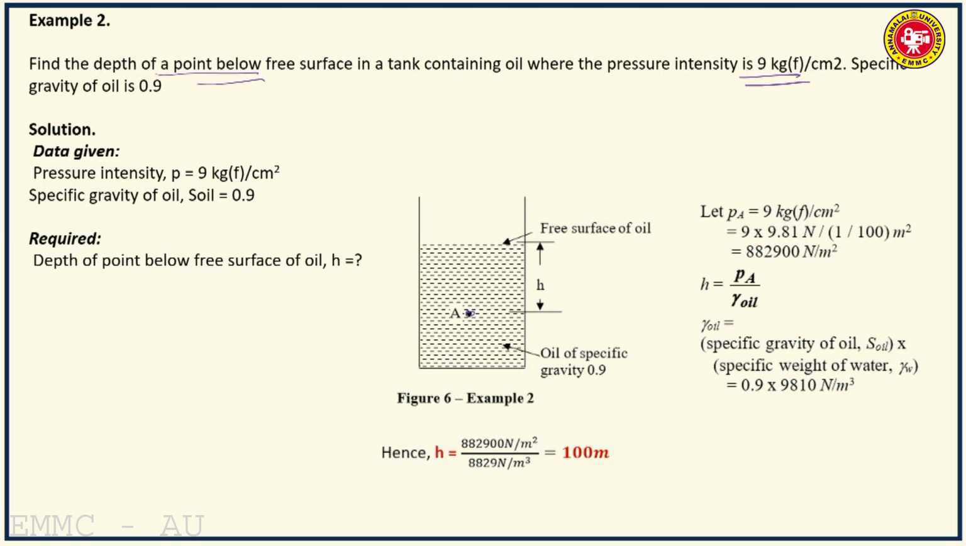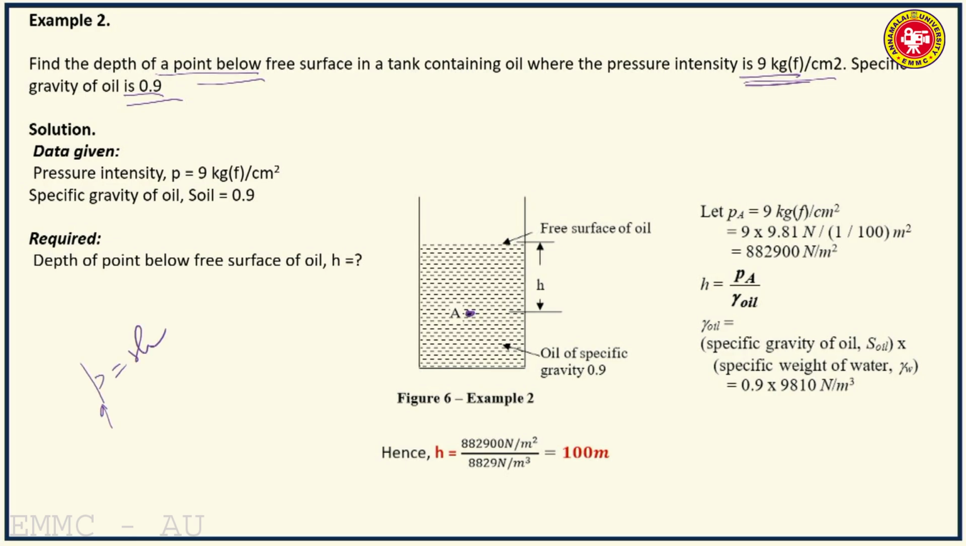Say the point A has a pressure intensity of this much, given. You are asked to find out the depth at which the point A is located in the tank, which is containing oil of specific gravity 0.9. So you use P is equal to gamma H, that's all.